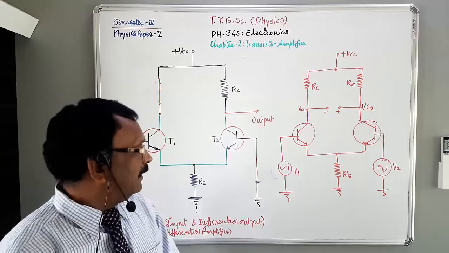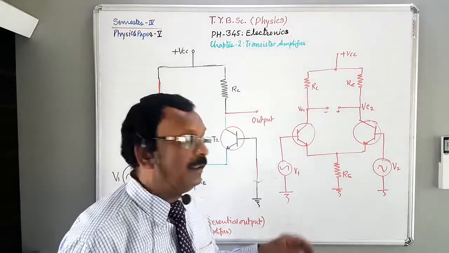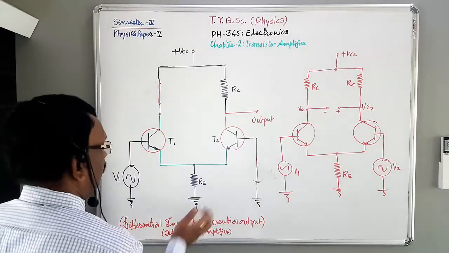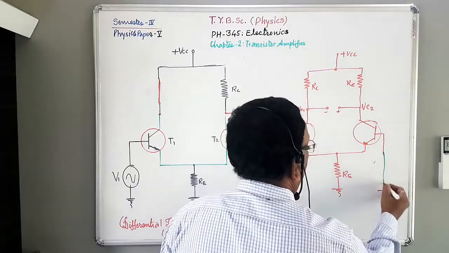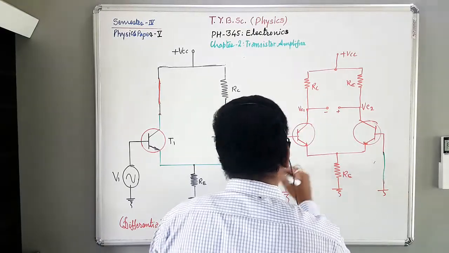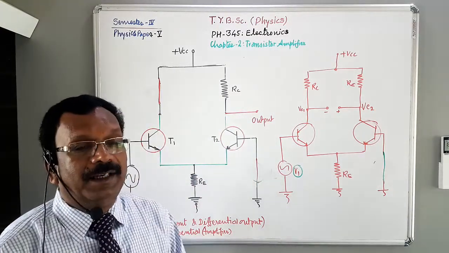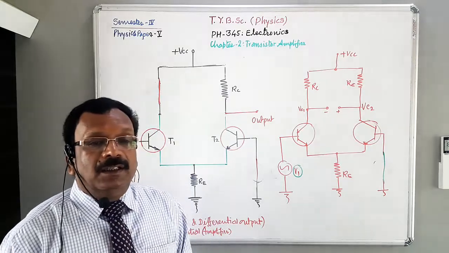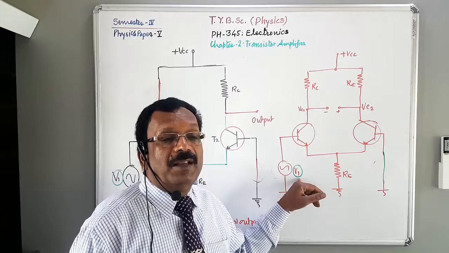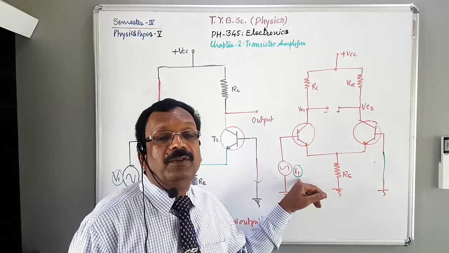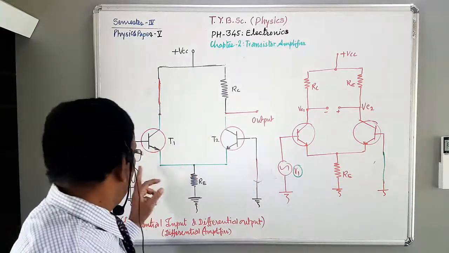Here we can say that only V1 is active. Here also only this one is active, V1 active and V1 active, in both cases, single ended and double ended. That means sometimes only one of the inputs is active, meaning the other end is grounded, looking like this.